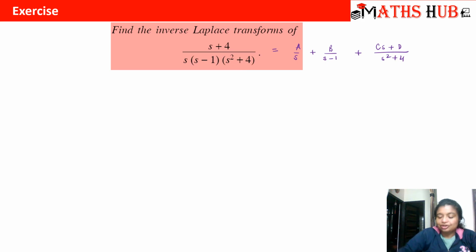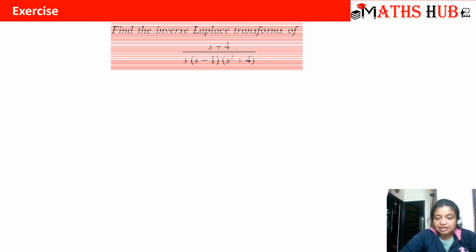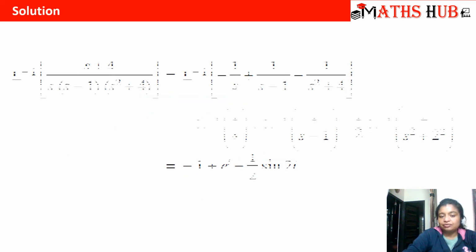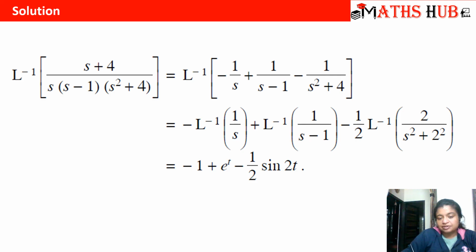So try this question, though the answer is given here. You can see that on applying the partial fractions, we get the coefficients a as minus 1, b as 1, c is 0 and d is minus 1, right? And then you can easily apply inverse Laplace, and when you apply the inverse Laplace, you'll get this expression. So Laplace inverse of 1 by s will become 1. Laplace inverse of 1 by s minus 1 will become e raised to power t. And Laplace inverse of 2 upon s square plus 2 square will become 1 by 2 sine 2t. Right? So don't look at the answer first. Try it on your own and then check it.